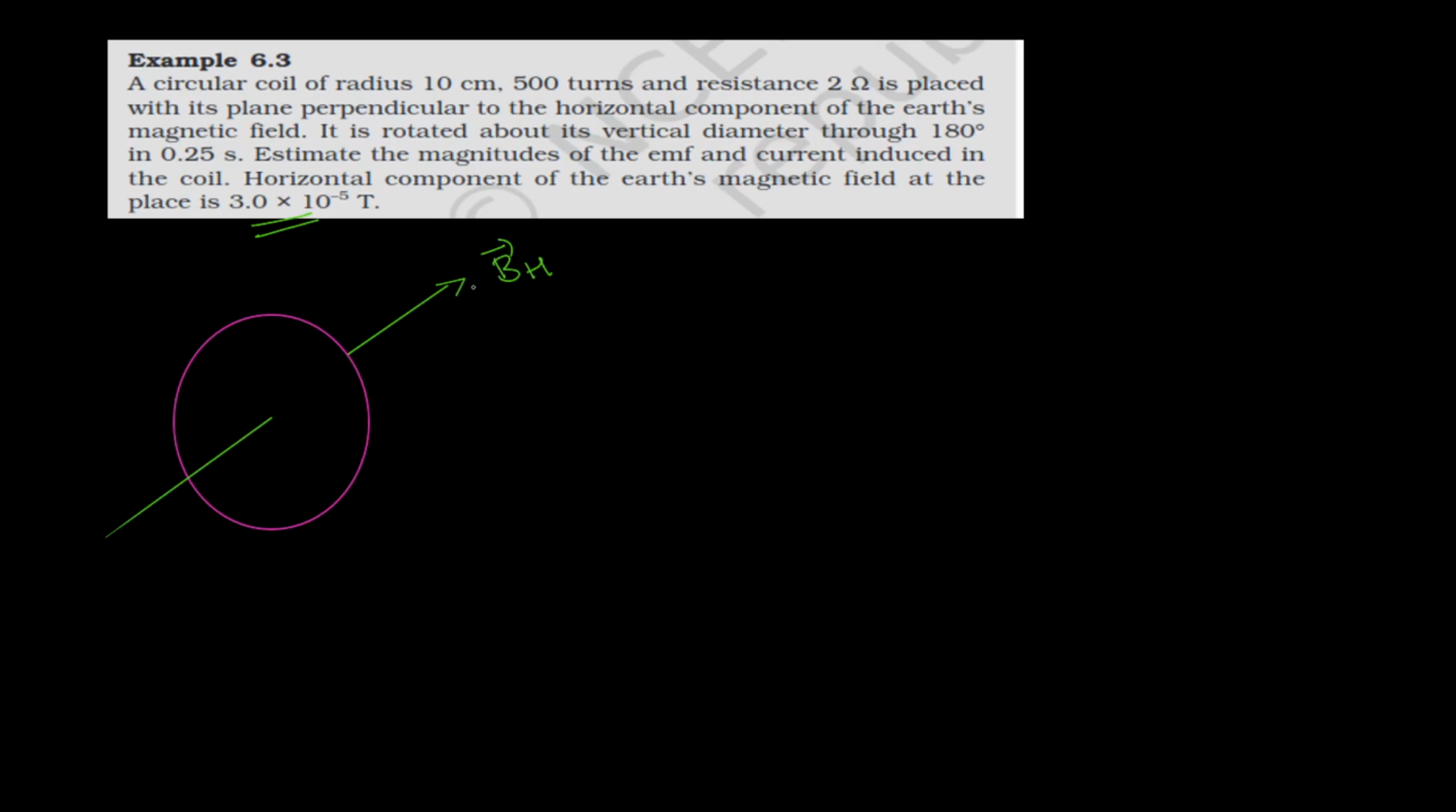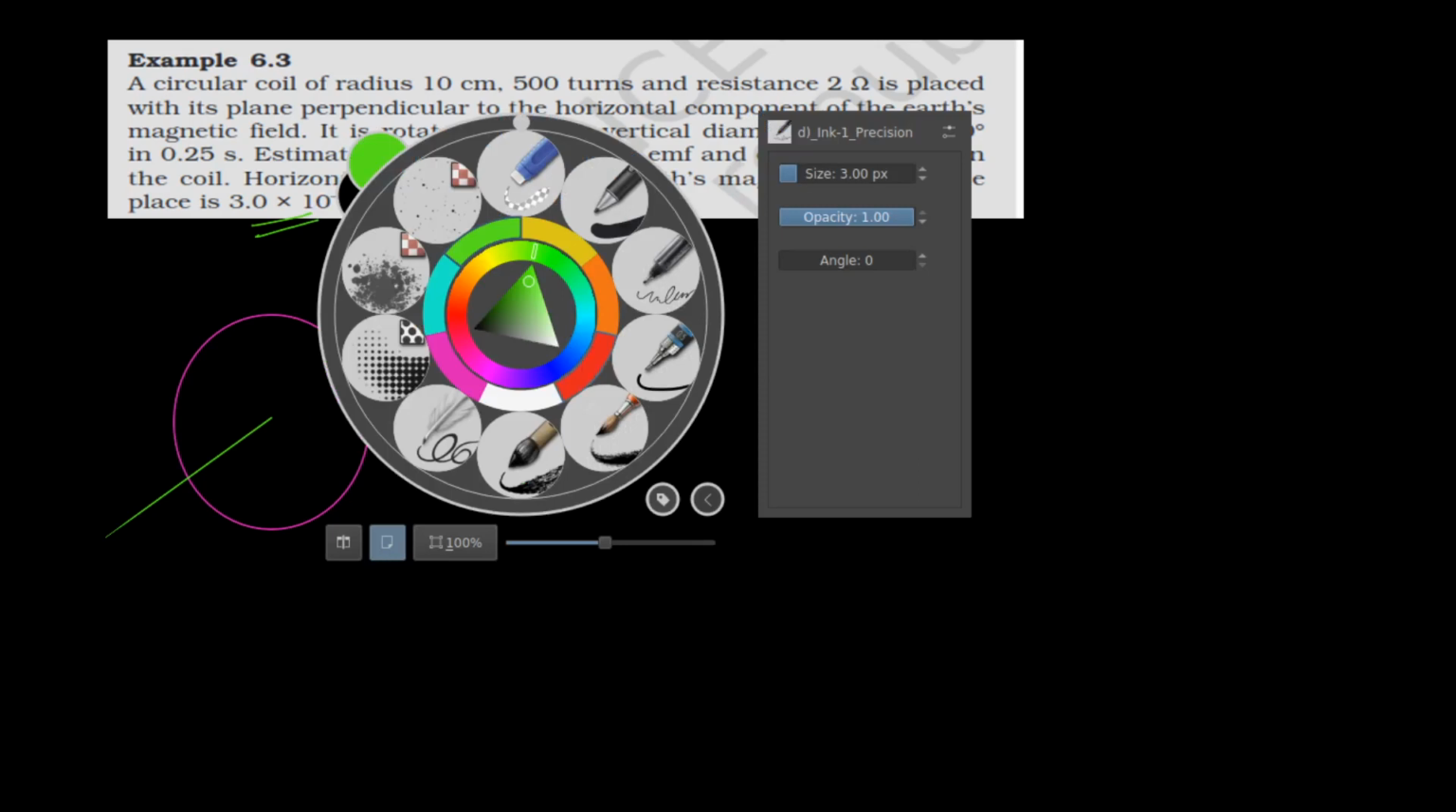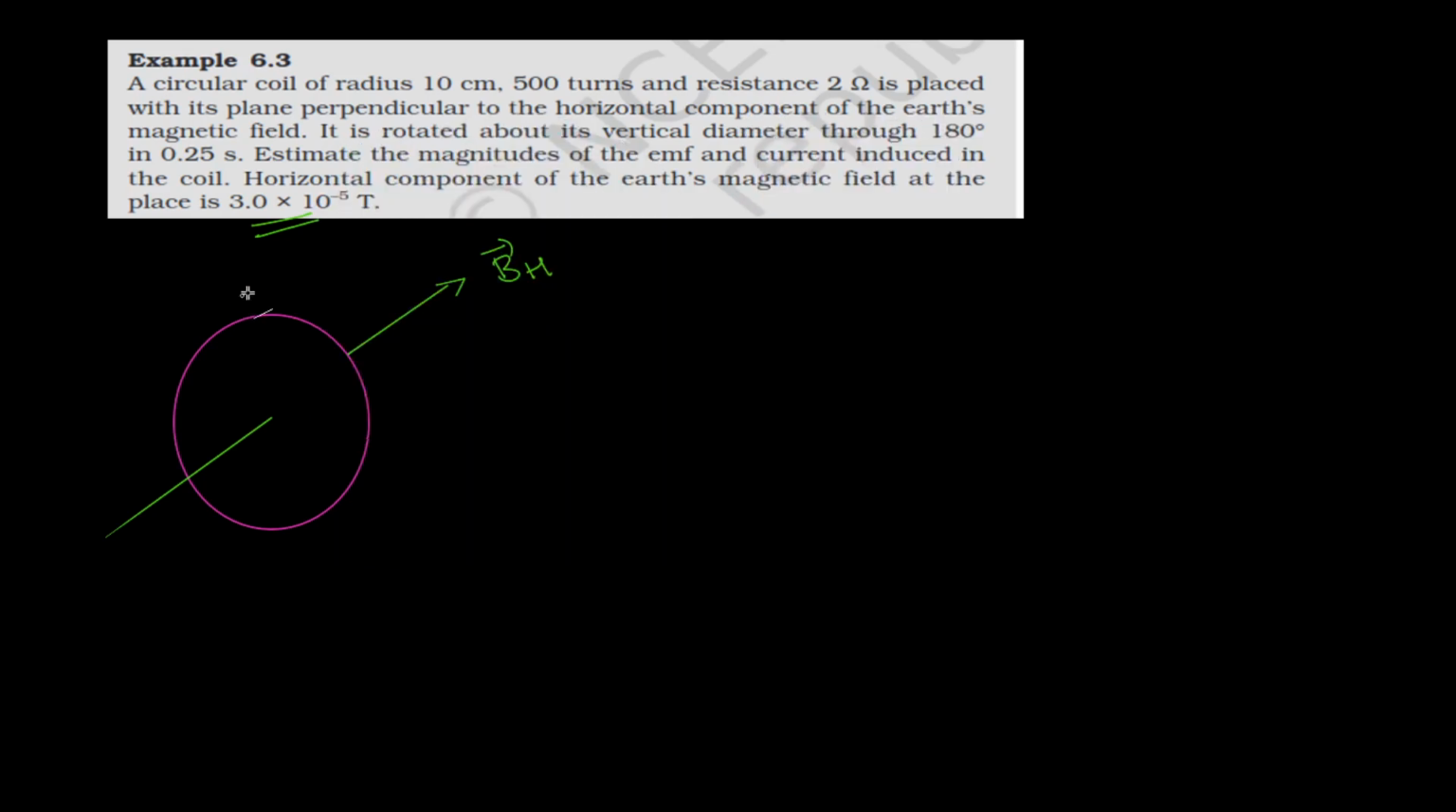You are rotating this coil about a vertical axis. Let's say the axis about which you're rotating this circle is this. About this axis, you're going to rotate the coil. By how much? By 180 degree. So if you rotate it by 180 degree, at the end of the rotation, the circle will literally look the same, right?